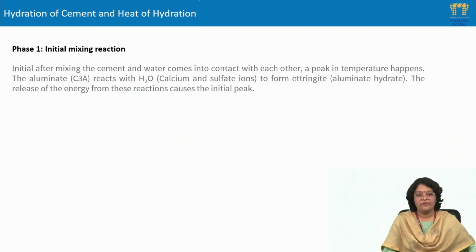So this is an explanation of each of the phases involved in the hydration process. In phase 1, the first initial thing that happens is the C3A gets reacted with the water, which results in the formation of ettringite. So there will be a higher liberation of heat in the first stage.